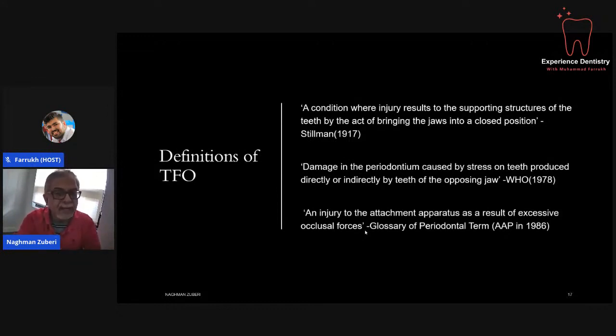First of all, the damage is to the periodontium and it is via teeth. The damage is coming from the teeth. And why is it there? Because of some undue forces or overload or excessive forces or even the directions of forces. Whatever the condition, the problem is occurring at the supporting structure. So this is trauma from occlusion.